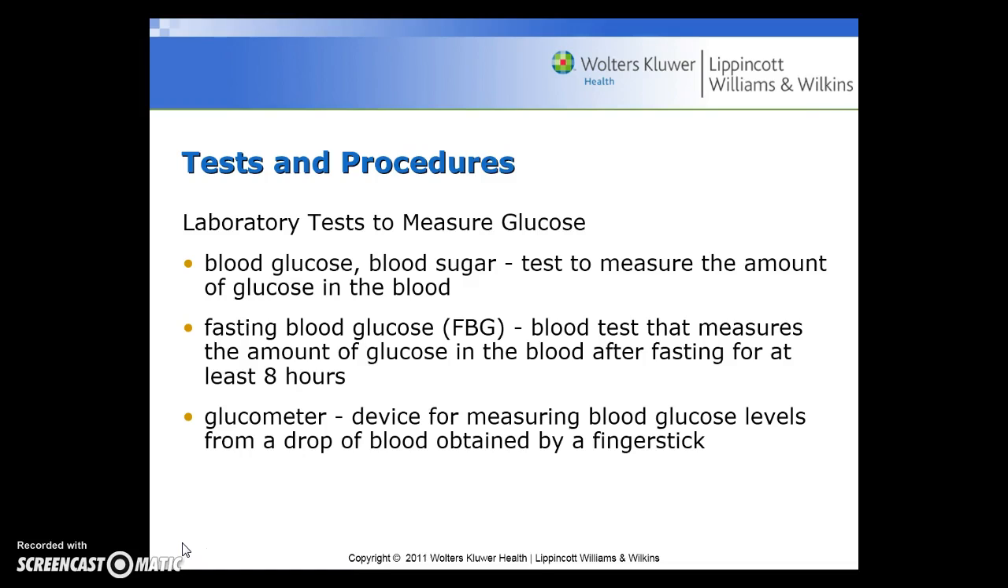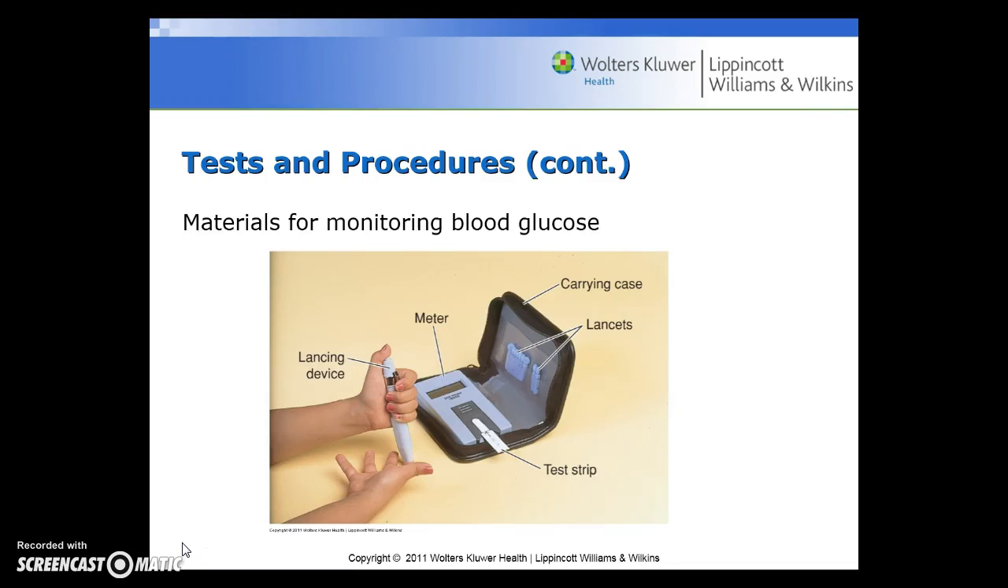Laboratory tests used to measure glucose are blood glucose or blood sugar, and that's the test to measure the amount of glucose in the blood. A fasting blood glucose test is a blood test that measures the amount of glucose in the blood after fasting for at least 8 hours. A glucometer is the device for measuring blood glucose levels from a drop of blood obtained by a finger stick.